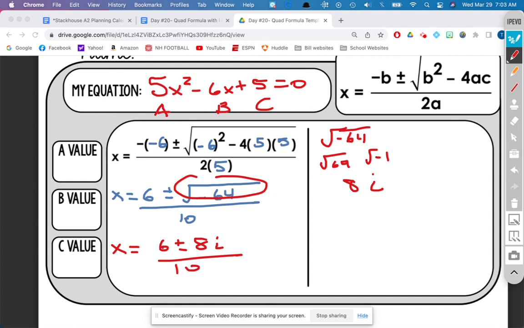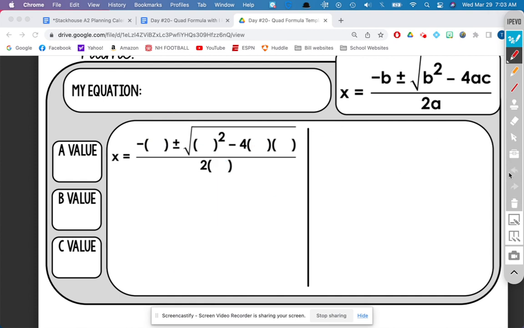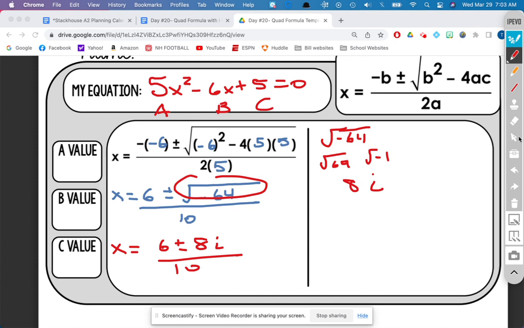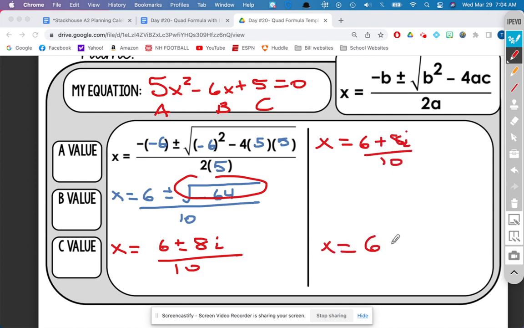Now this is where we have two symbols. We have two symbols, and we would then split it up into two equations and solve. So let's do that. The first equation I'll put over here: x is equal to 6 plus 8i all over 10. And then x is equal to 6 minus 8i all over 10.